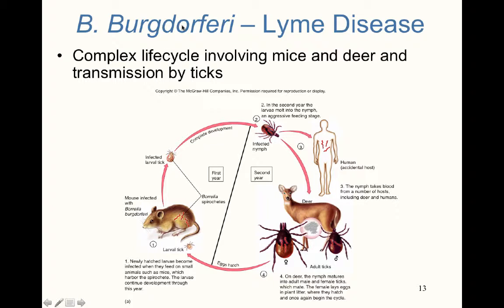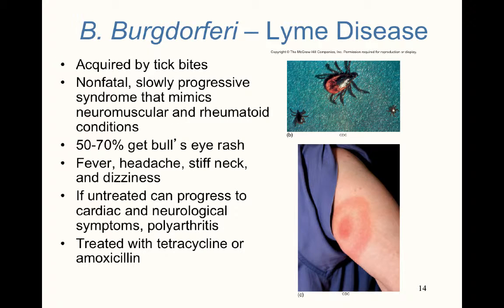And then we have another Borrelia species, burgdorferi. So this is the causative agent of Lyme disease. And this pathogen exhibits a complex life cycle involving multiple hosts, so mice, deer, and it is transmitted via the tick. So the tick will bite the human host, and the human acts as an accidental host. So it's worthy to note here that it is the nymph stage of the tick's life. So this would be in the second year that it enters this aggressive feeding stage, and that is when humans can become infected with this particular pathogen.